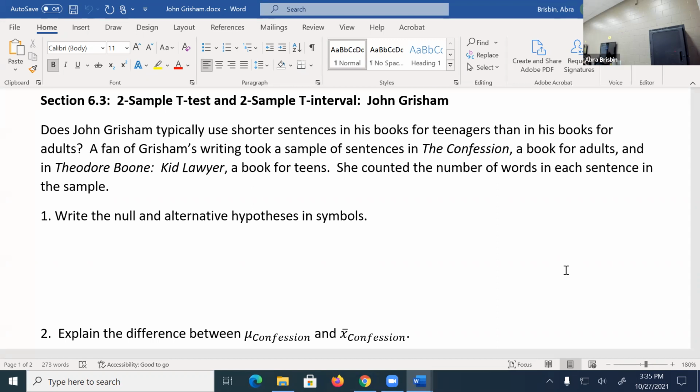The Grisham. And descriptive statistics. She said this.